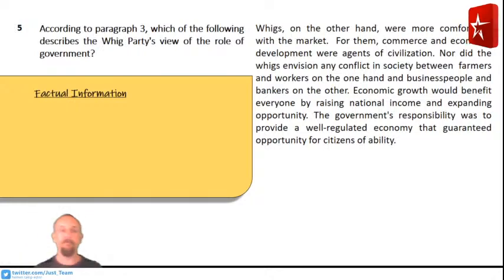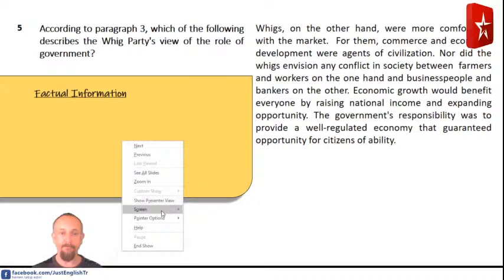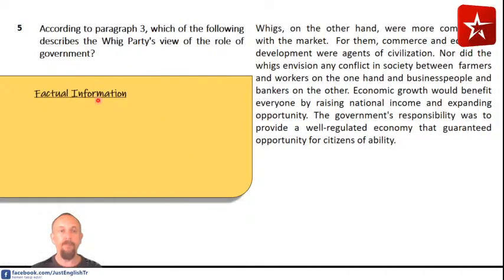Okay, so we know that this question is factual information. Let me open up my little pointer. We know it's factual information because factual information questions, not always, but a lot of the time, start with this according to paragraph 3. In fact, most of the factual information questions in this reading passage begin in the same way. 9 times out of 10 it will actually. It's a big clue. So we know it's factual information. We've done the first step. We've determined the question type.